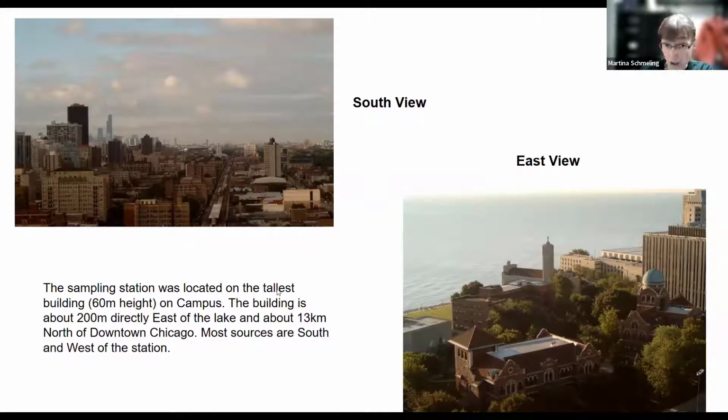The sampling was done on the tallest building on campus, which is about 60 meters high, and about 200 meters east from the lake. You can see here, we have a southeast view. This is part of our campus. You can see the chapel, because Loyola is a Catholic institution. It's considered one of the most beautiful churches in Chicago, because it's the only one right next to the lake. And the door opens towards the lake. In the morning when there's sunrise, it's very nice to be there. And as you can see, the south and west is where we expect most of the sources.